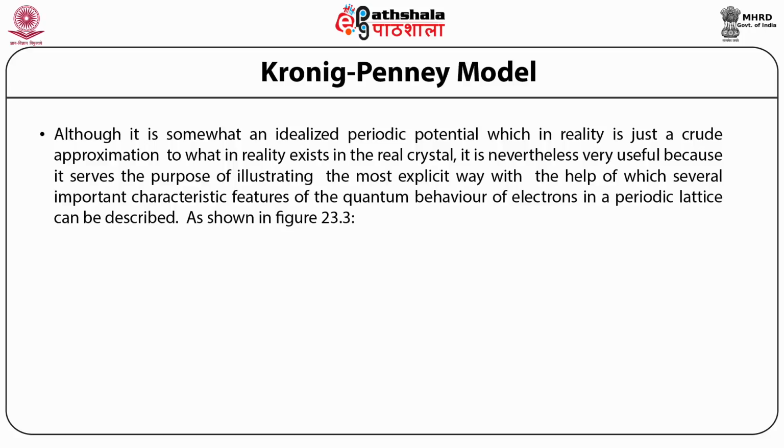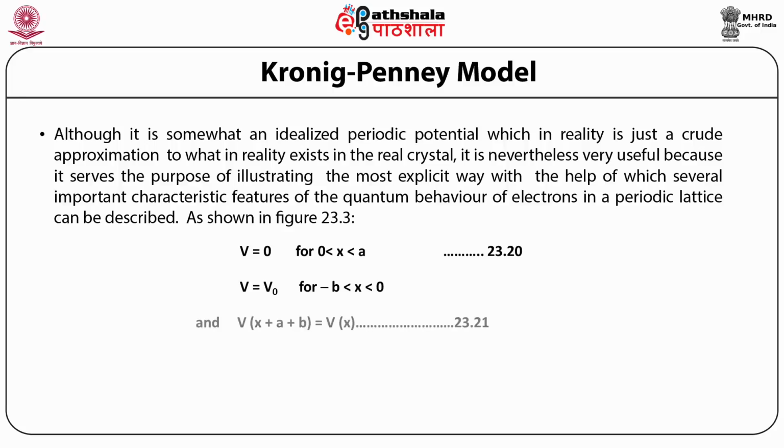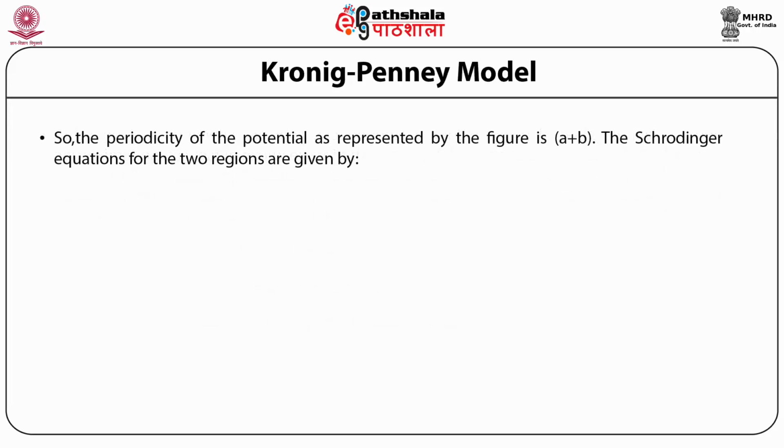As shown in figure 23.3, capital V is equal to 0 for x lying between 0 and a, and capital V is equal to capital V subscript 0 for x lying between minus b and 0, which is expressed by equation 23.20, and capital V of x plus a plus b is equal to capital V of x, which is given as equation 23.21. So, the periodicity of the potential as represented by the figure is (a plus b).